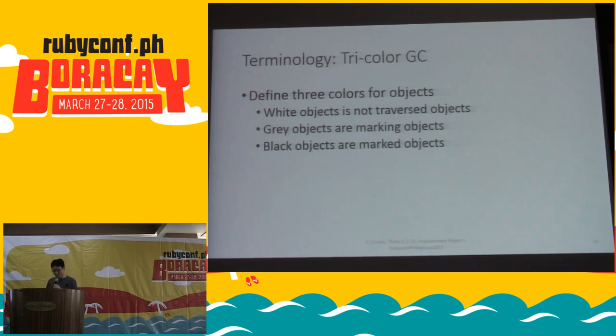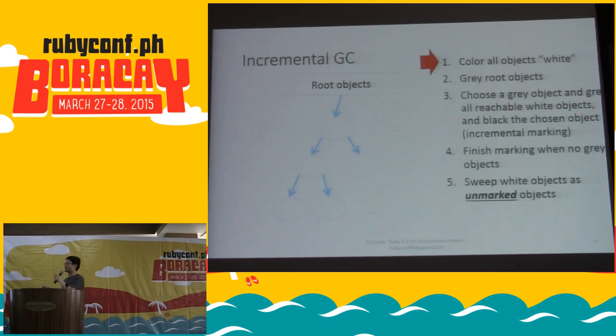So we want to define three terms to explain incremental GC. A white object is an object not yet traversed, gray objects are objects being marked, and black objects are already marked objects. Maybe it is difficult to understand, so please see this figure.